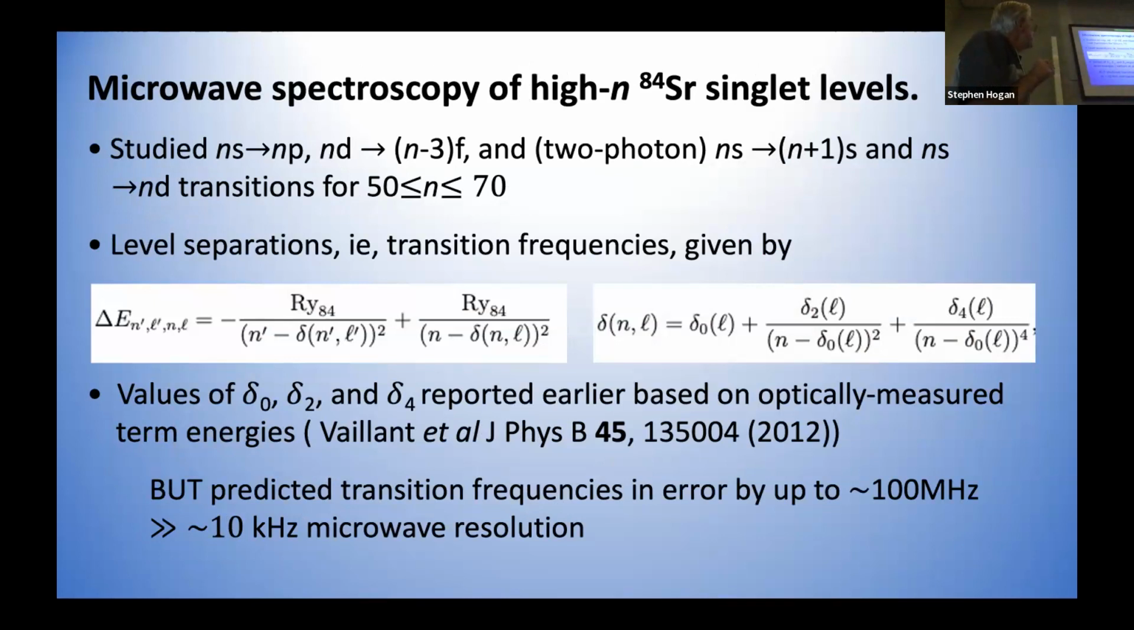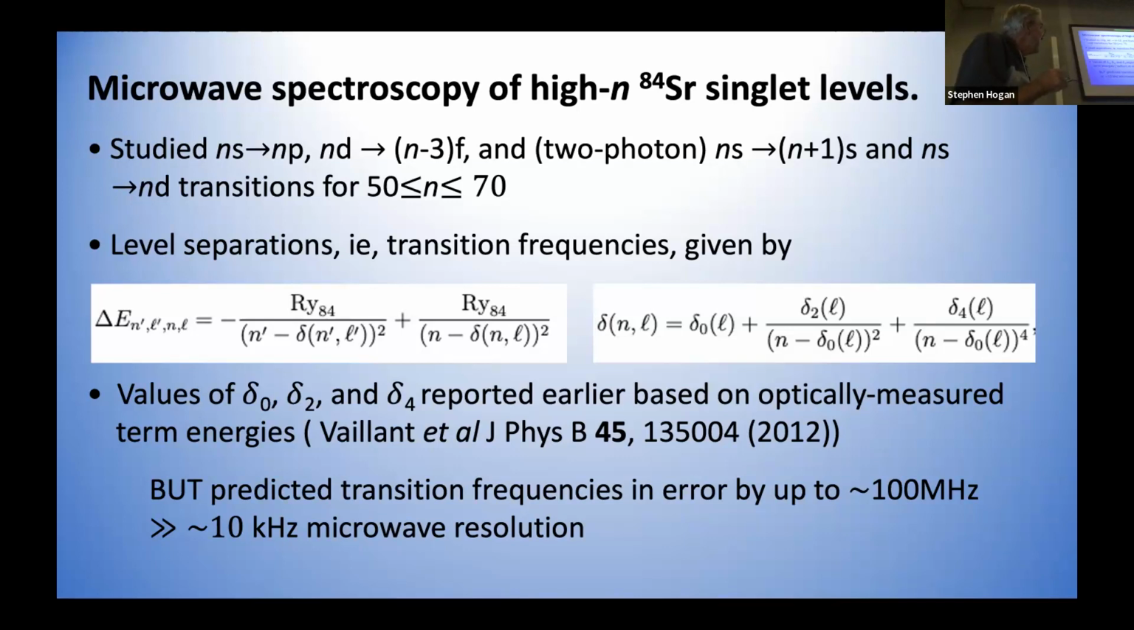We've studied nS to nP, nD to (n-3)F, and 2-photon nS to (n+1)S and nS to nD transitions. The level separations, in other words the transition frequencies, are just given by the difference of the two binding energies, where this is the appropriate Rydberg constant, mass corrected for 84. This is n effective, which is just n minus the quantum defect. And the quantum defect is usually characterized in terms of Rydberg-Ritz parameters, delta 0, delta 2, and delta 4.